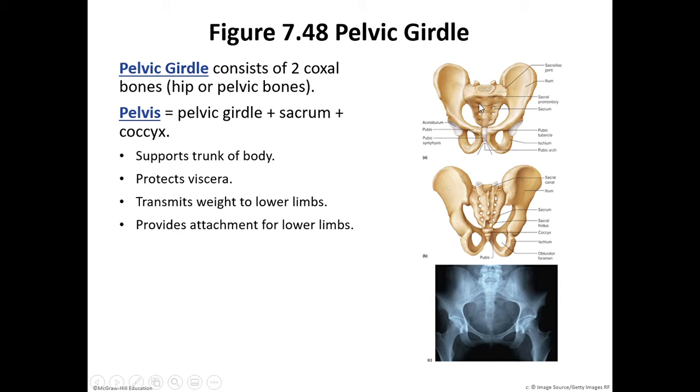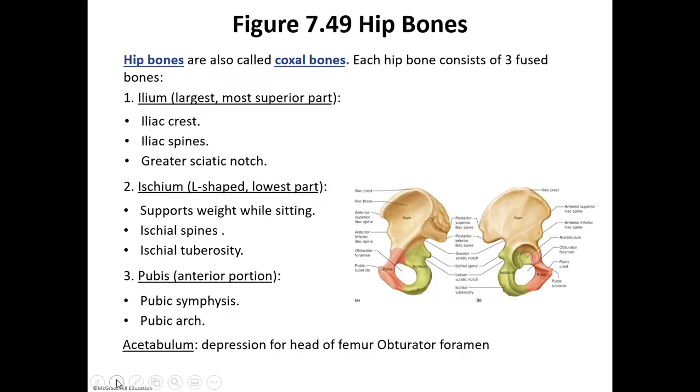So we have the sacrum. At the very end of the sacrum is the coccyx, and the rest of this is the part of the pelvic girdle. So let's take a look at the individual bones a little closer. This part of the hip bone, you have the ilium, the ischium, and the pubis.